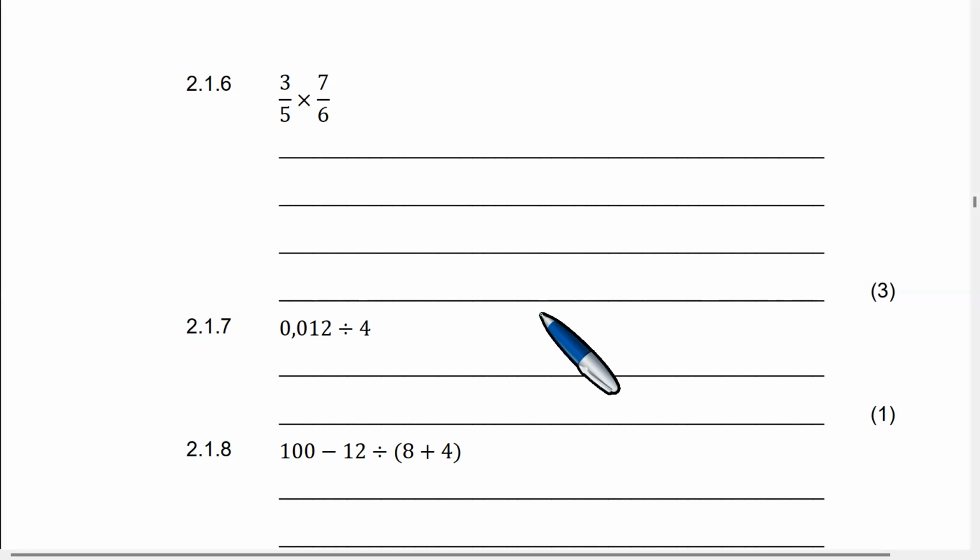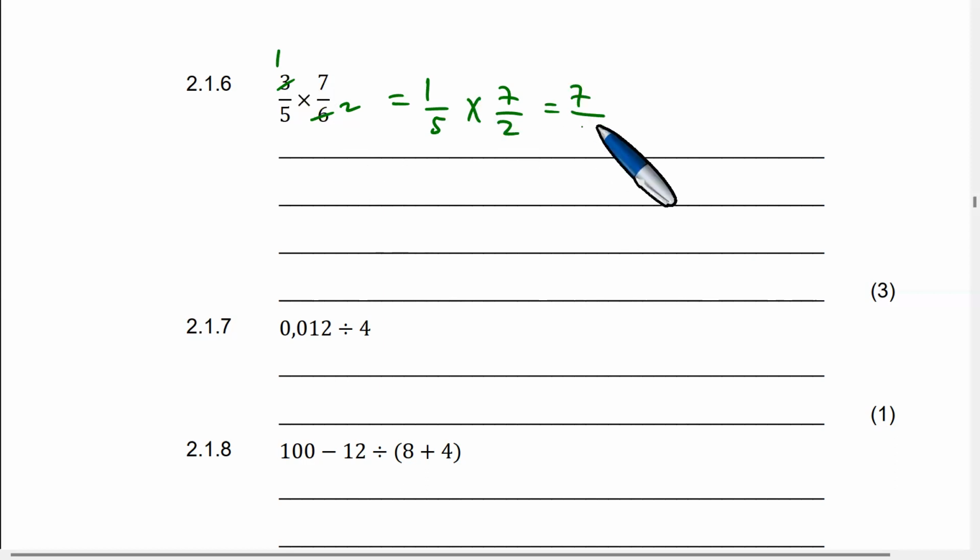Okay, let's check. 3 goes how many times into 6? So that here you have 1 over 5 times 7 over 2, because the 3 divides 6 and then you're left with 1 there. What is 1 times 7? The answer is what? 7 out of 10. Okay, try the next one.